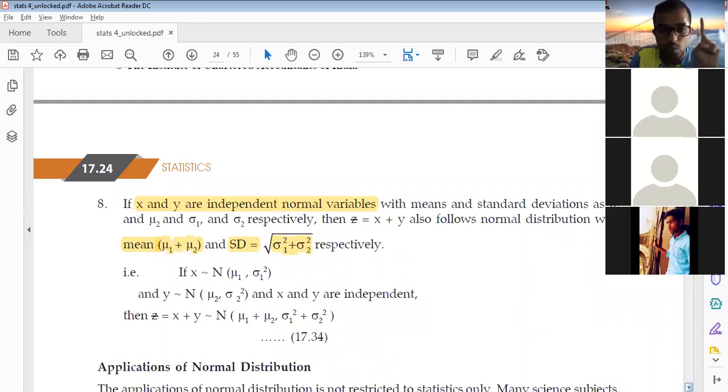Now I will ask you questions one by one and you will write points one by one, students. First, mean is 0, standard deviation is 1. This you have already written. If you have not written, you can write it now. Or write a heading as properties of standard normal variate, or standard normal distribution, however you want to write it.